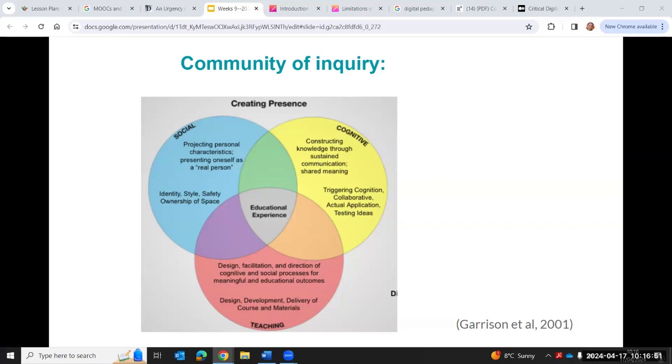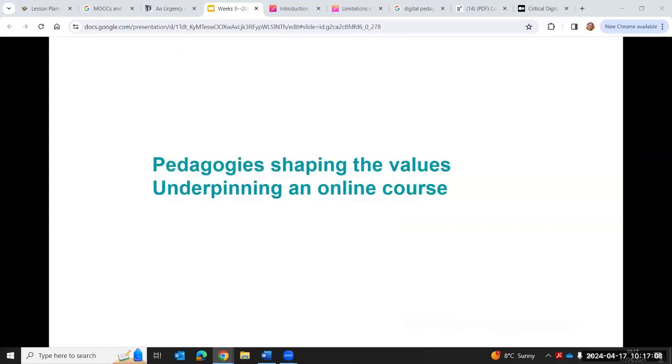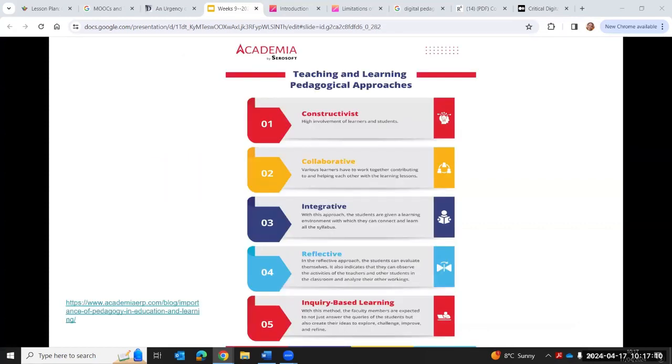Then this is a moment where you could incorporate all of those thoughts in your course design. So we've talked about the community of inquiry, that involves social presence, cognitive presence, teaching presence. And those are elements that are important in any educational experience, not only online learning. And as part of the pedagogies, we did mention constructivism, the collaborative approach, the integrative approach, the reflective approach. The inquiry-based learning is very similar to what we've seen before, which is that COI from Garrison.